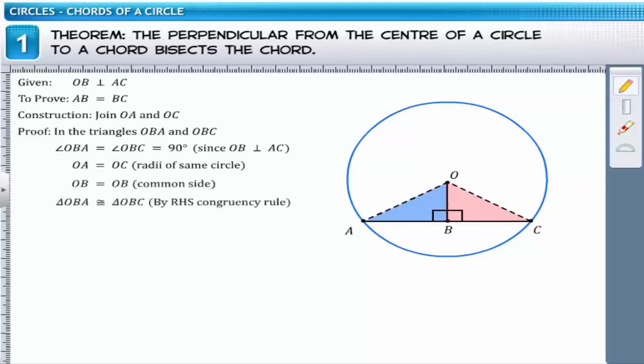So, by the RHS congruence rule, triangles OBA and OBC are congruent. Congruent triangles have their corresponding sides equal. Thus, AB equals BC. Therefore, B is the midpoint of AC. This means that line OB divides the chord AC into two equal parts or bisects it. So our theorem is proved.